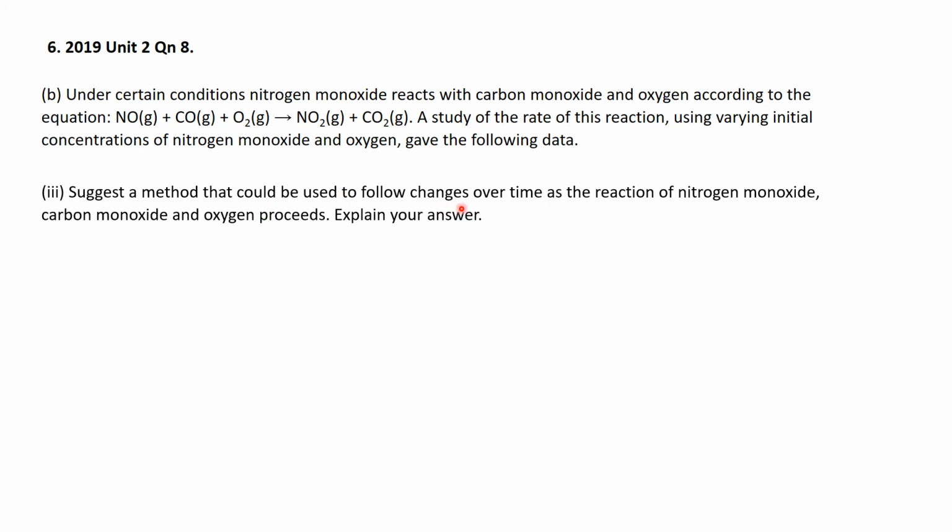Suggested method that could be used to follow changes over time as the reaction of NO, CO and O2 proceeds. Explain your answer. Well, as mentioned previously in question 1, at the A level there's really only 3 things to consider. Are you going to have a color change? So one of the reactants or products is colored, in which case you can follow the change in color. Is there a gas situation involved, or is there pH, H plus and OH minus?